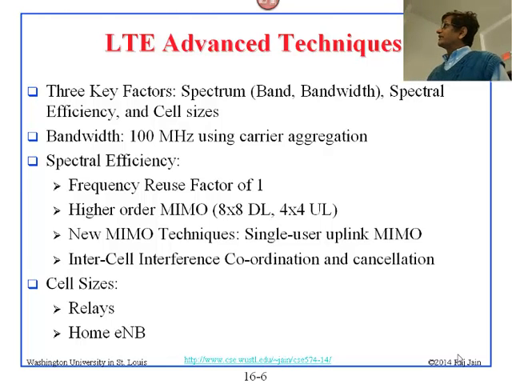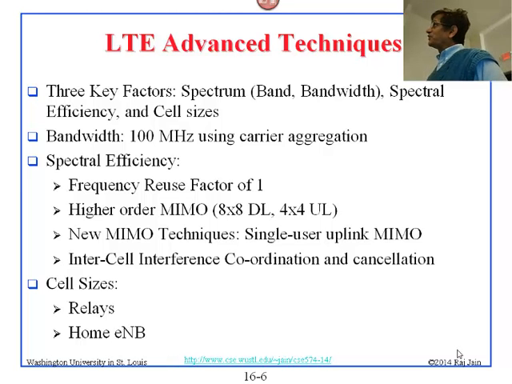First thing is the bandwidth. So 100 megahertz was never heard of before, but now we can use 100 megahertz. Remember, 3G was 5 megahertz. So we can use 20 times more right there. And spectral efficiency, what do we do? First of all, we have a frequency reuse factor of 1, so you can't do any better. Maybe tomorrow they will discover a frequency reuse factor of 0.5. I don't know, but right now 1 means you use the same frequency everywhere in every cell.